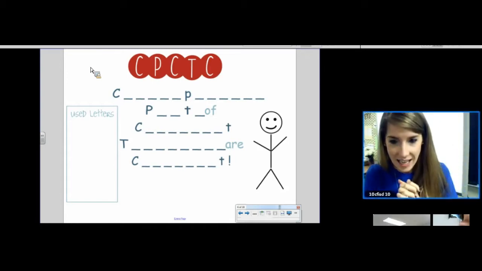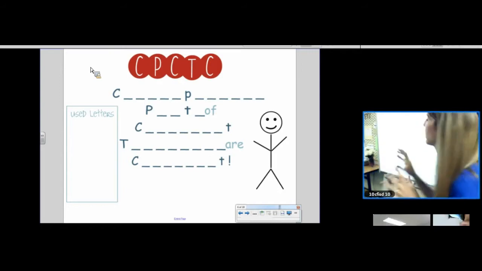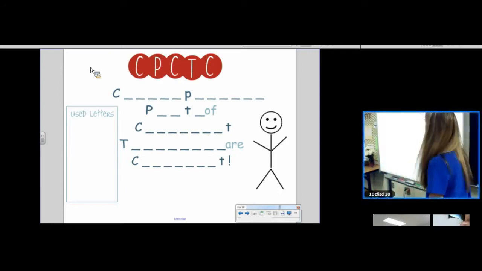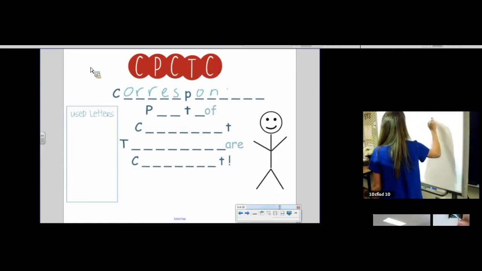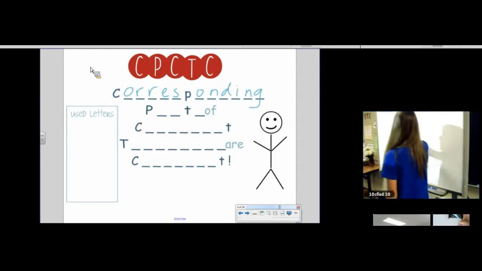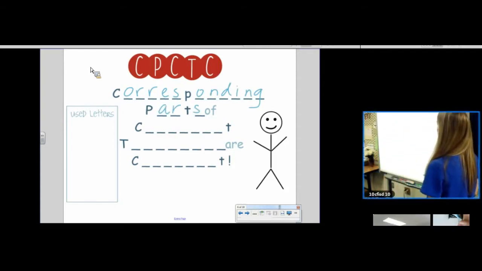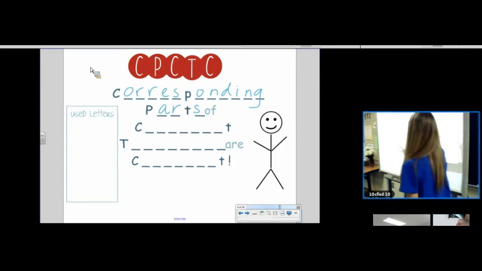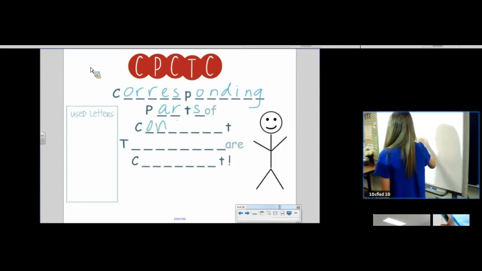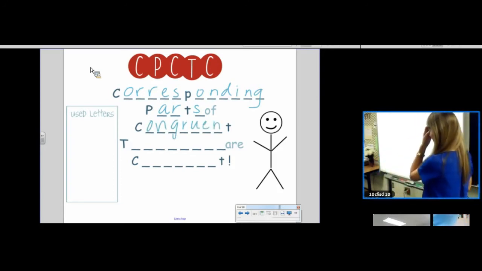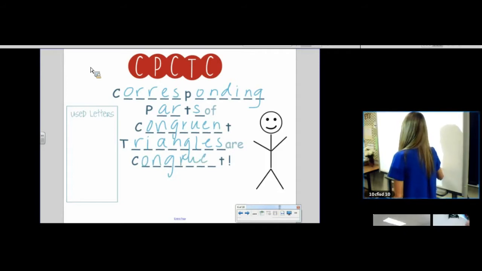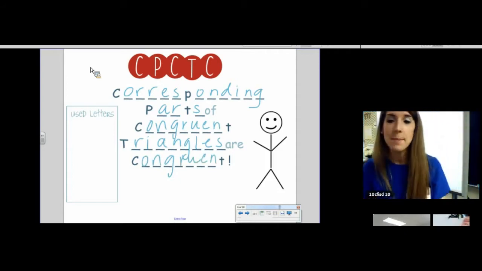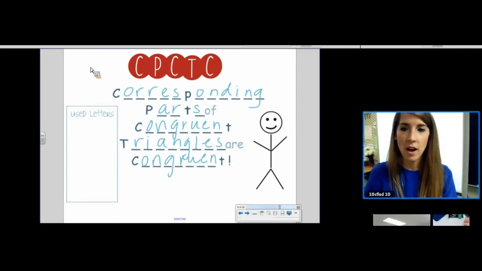So CPCTC means, can you guess what the things I gave you? Or look on your little proofs page. Corresponding parts of congruent triangles are congruent. CPCTC, corresponding parts of congruent triangles are congruent.